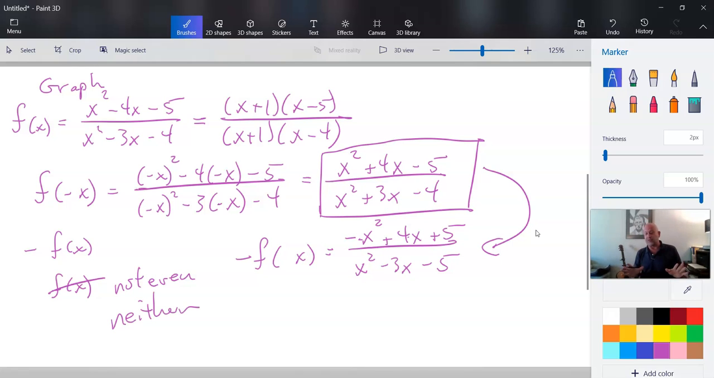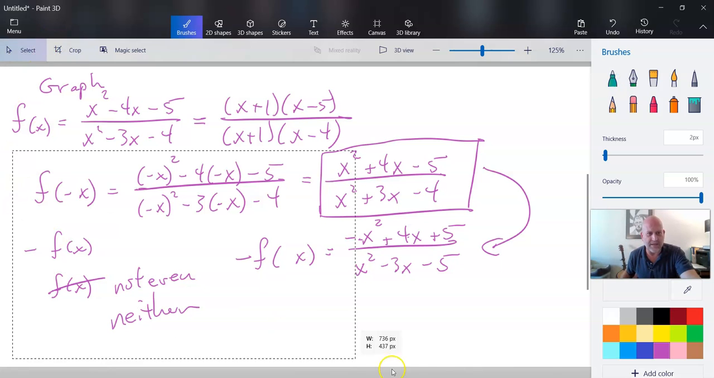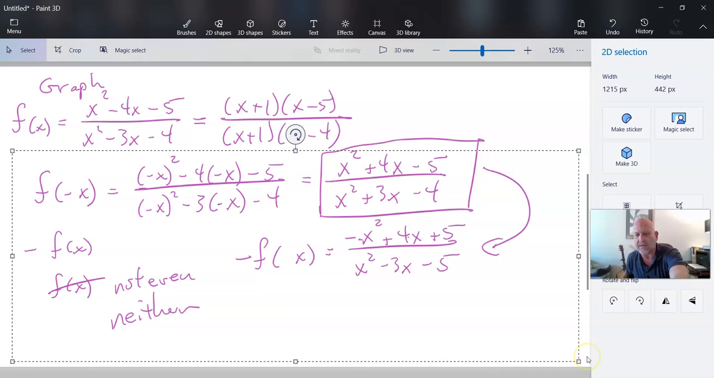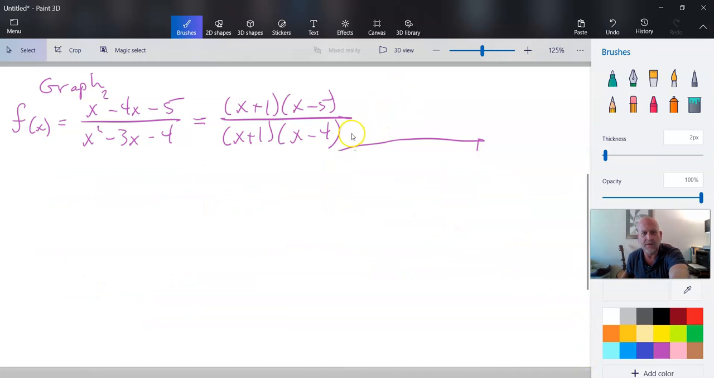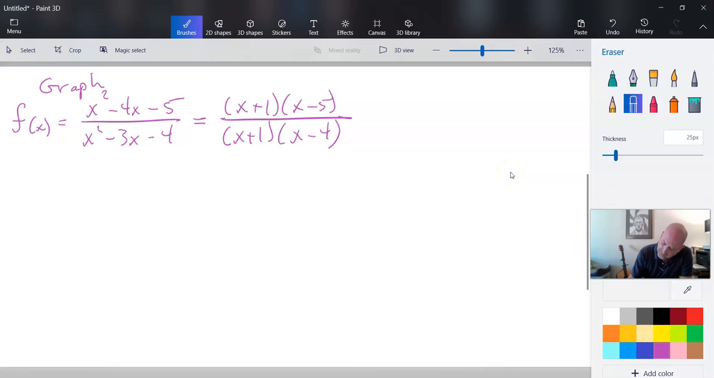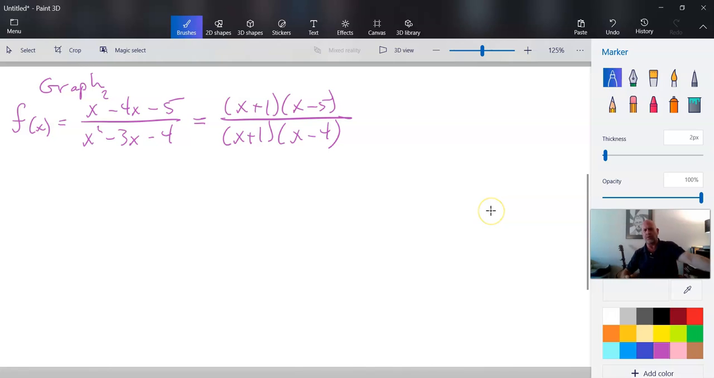Okay, and that's handling the symmetry. So this particular function doesn't have any kind of symmetry. It doesn't have y-axis symmetry, and it doesn't have origin symmetry. Again, those really become much more important when we're talking about sine and cosine and trig functions. Okay, so symmetry, none, at least not of the two that we looked for.